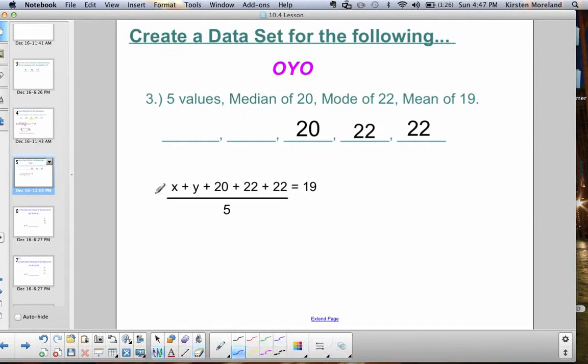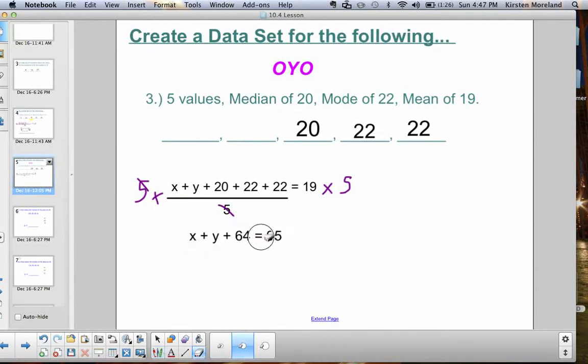Alright, so I'm going to times by 5 first on both sides. These 5's cancel because I don't want the fraction. So I end up with x plus y plus 64 equals 95. 19 times 5 is 95. 20 plus 22 plus 22 gives me my 64. Continue solving by subtracting 64. You get x plus y equals 31. So all you need to do is pick 2 numbers that add to 31.